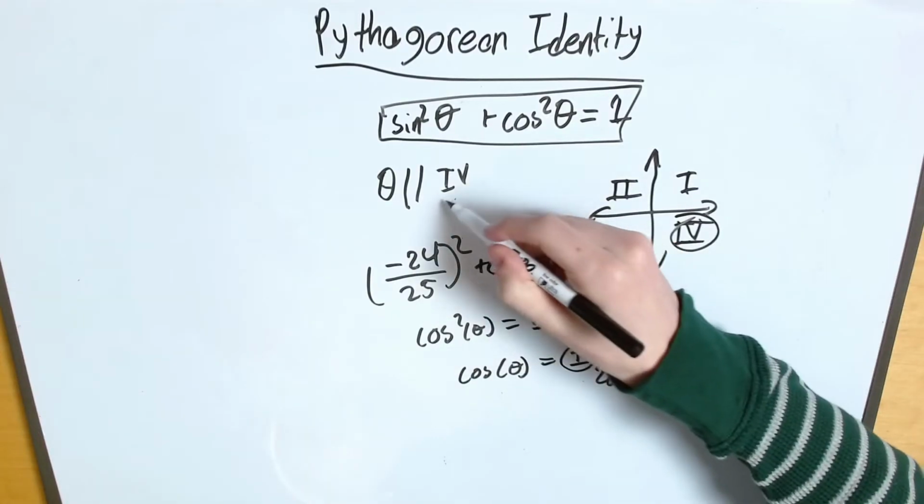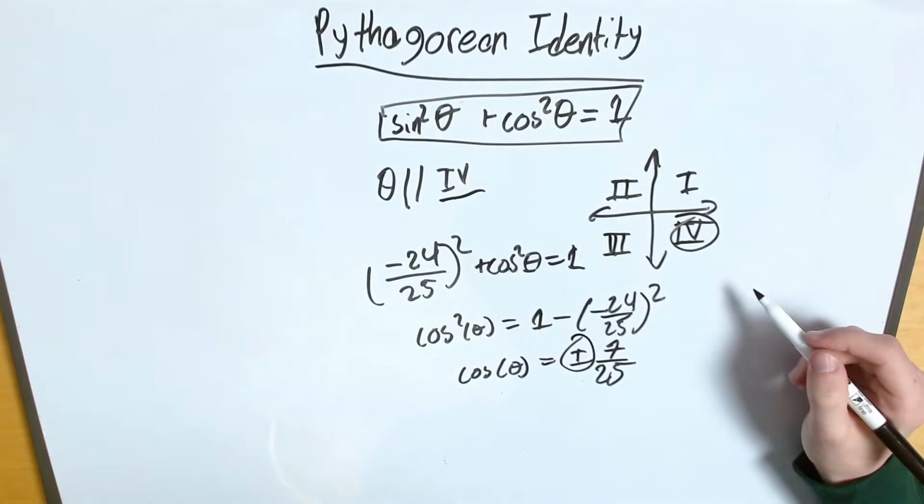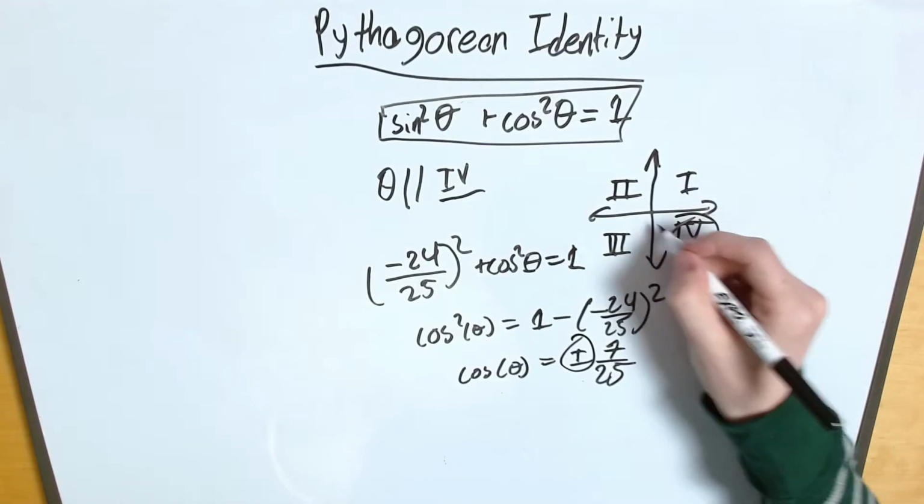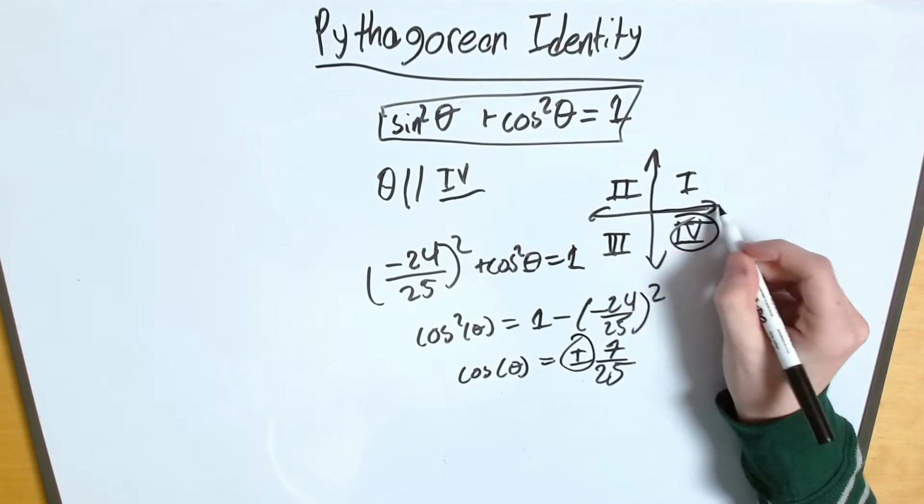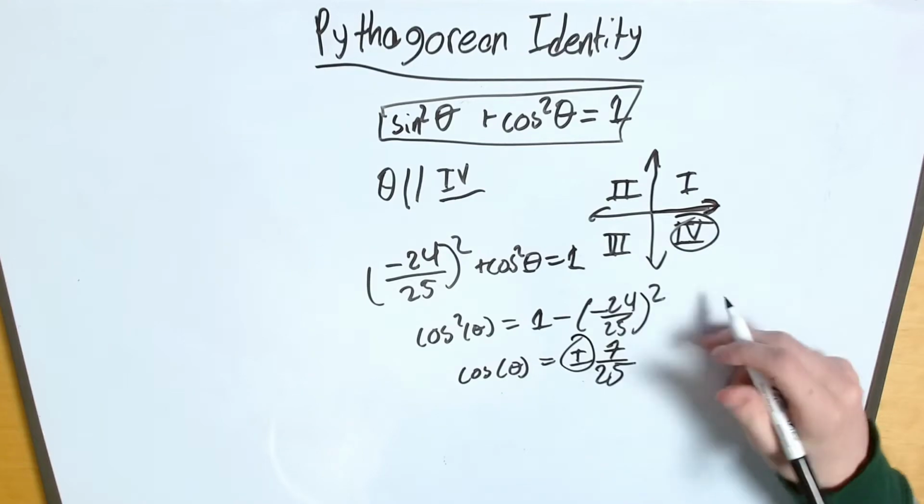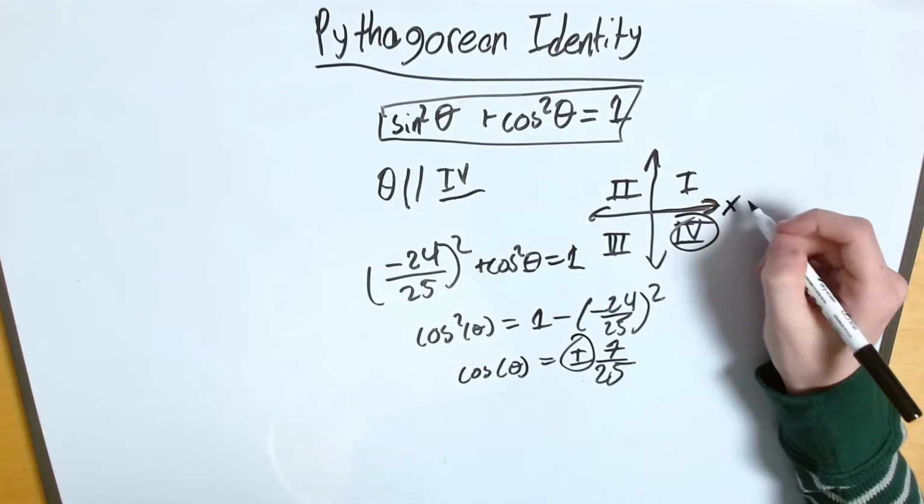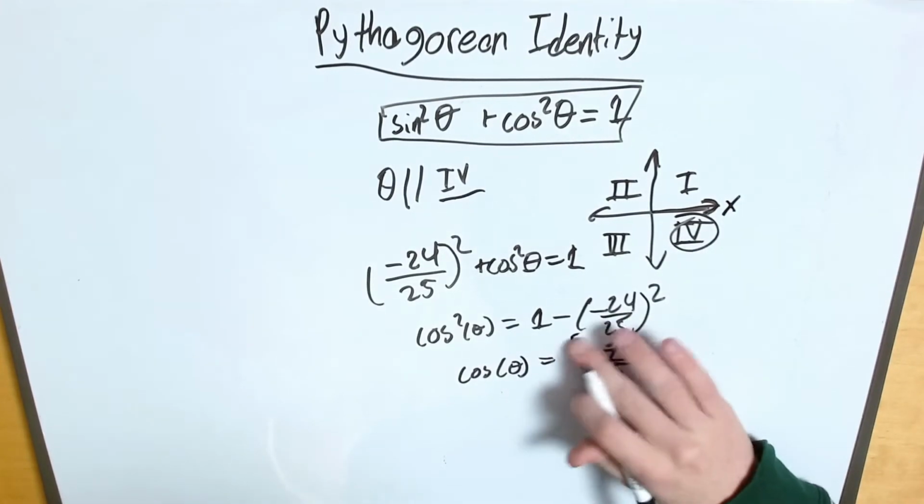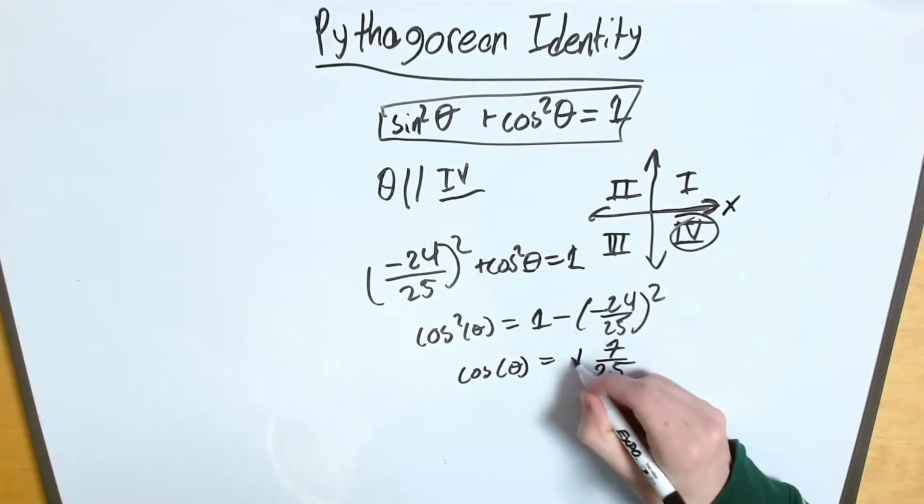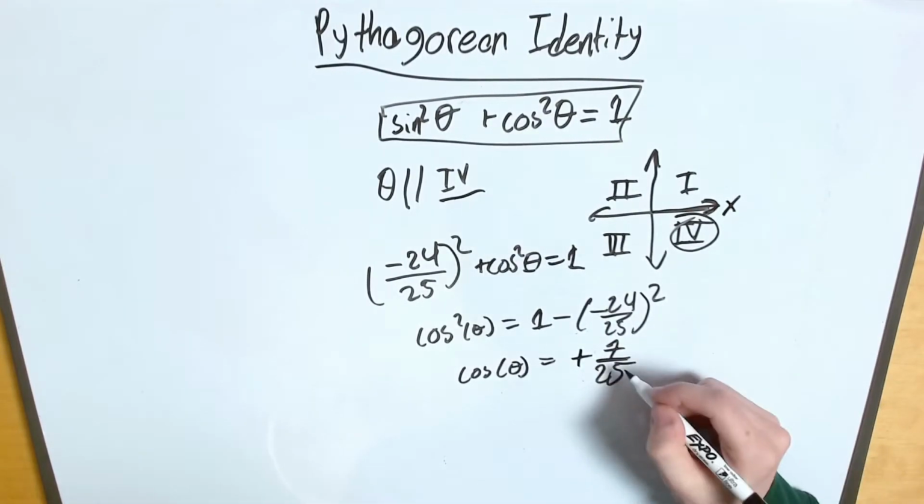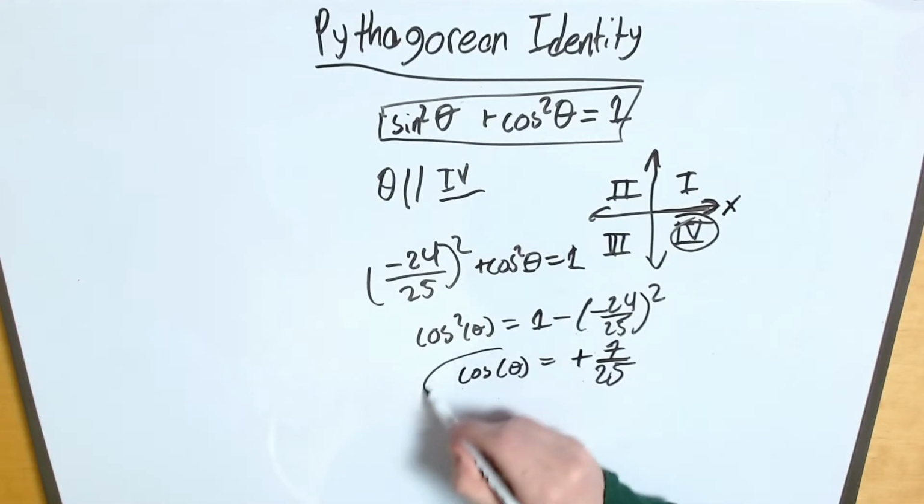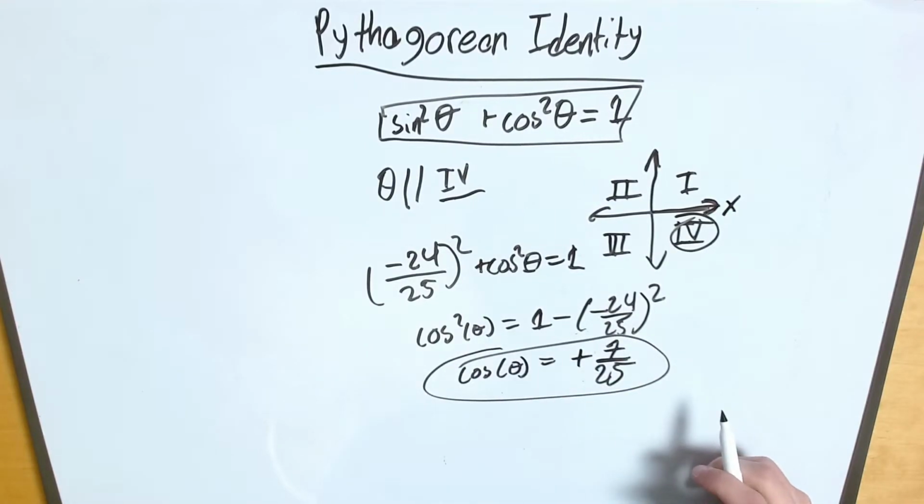We know that it's in the fourth quadrant. The fourth quadrant is right here. And all the x values, which correspond to the cosine values, have to be positive. So we know that for the fourth quadrant, we're going to have a positive cosine value. So the cosine of theta in this case is going to be 7/25.